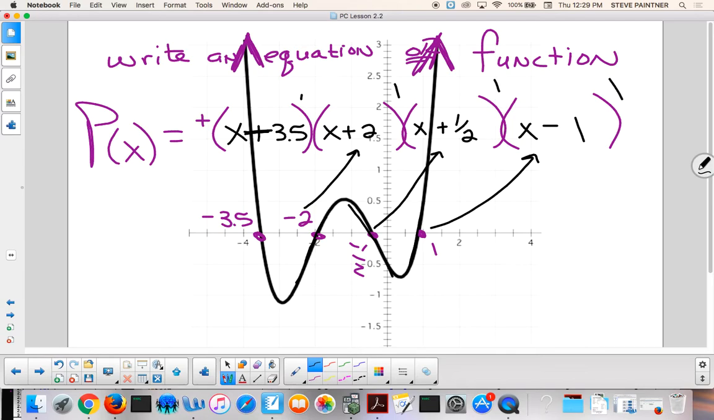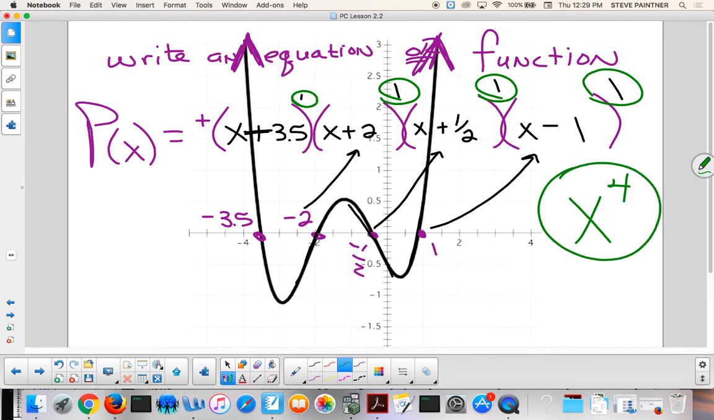Okay, there it is. Anybody know what degree polynomial this is? Okay, it's quartic. All you got to do is add the multiplicity. 1 plus 1 plus 1 plus 1. Positive, right? It's positive x to the 4th, which means it goes up. Even polynomials go up, up, or down, down. Because this went up, up, we know it's positive.